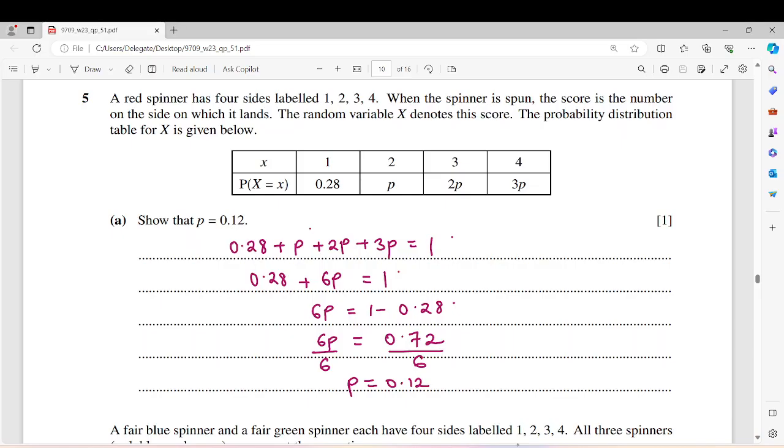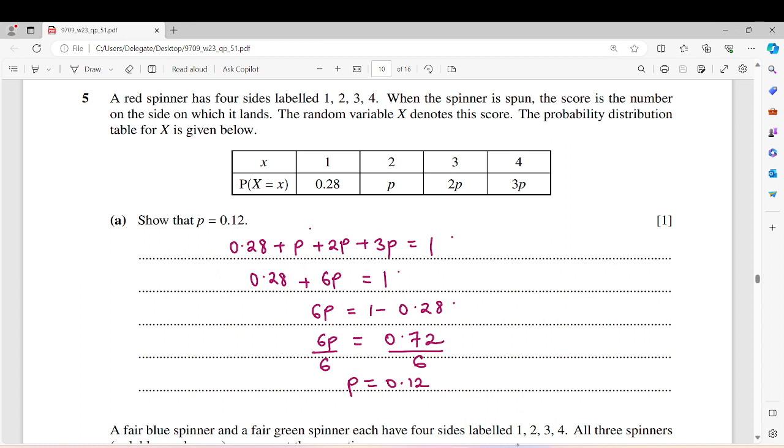So let's continue with question 5. A red spinner has 4 sides labeled 1, 2, 3, 4. When the spinner is spun, the score is the number of the side which lands. A random variable X denotes the score. The probability distribution table for X is given below.